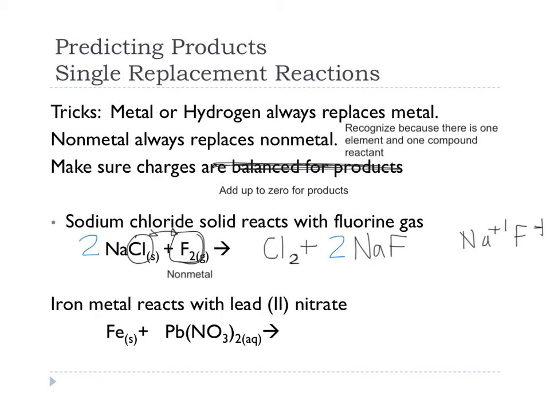Looking at the second example, this time the element that's by itself is iron. Iron is a metal, so it's going to trade places with the metal in the compound, in this case lead. That's the trickiest thing about single replacement reactions, is figuring out metals replace metals, nonmetals replace nonmetals. So I'm going to figure out what the products will be. Lead is now going to be by itself, and the iron will now be a part of the compound.